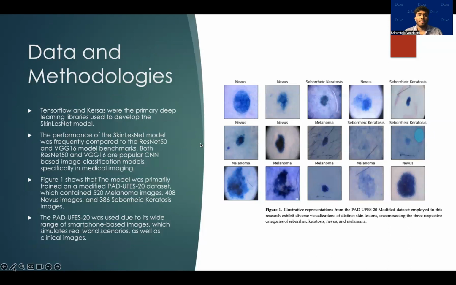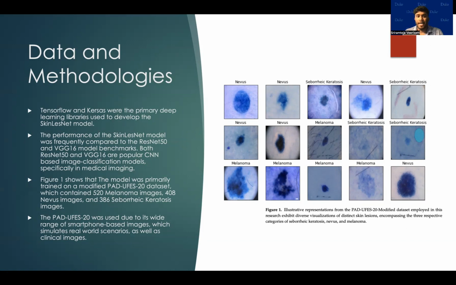So in looking a little bit about the data and methodologies, TensorFlow and Keras were the primary deep learning libraries that were used in order to actually develop the architecture of the model. And the performance of the SkinLesNet model was compared to two benchmarks, which were the ResNet 50 and VGG16 models. And both of these models were used because they're very commonly used for image classification, specifically medical image classification models within the medical industry.